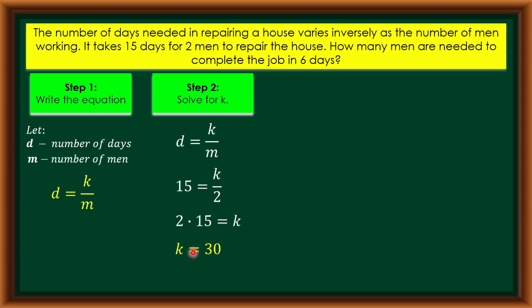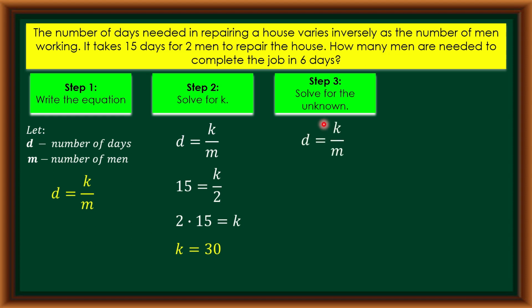Now that we have the equation and the value of the constant of variation, let us now solve for the unknown. Remember that we are asked for how many men are needed to complete the job in 6 days. So we are asked for the number of men. So from our equation, we have the number of days, which is 6, and the value of k, which is 30. Let us find M.